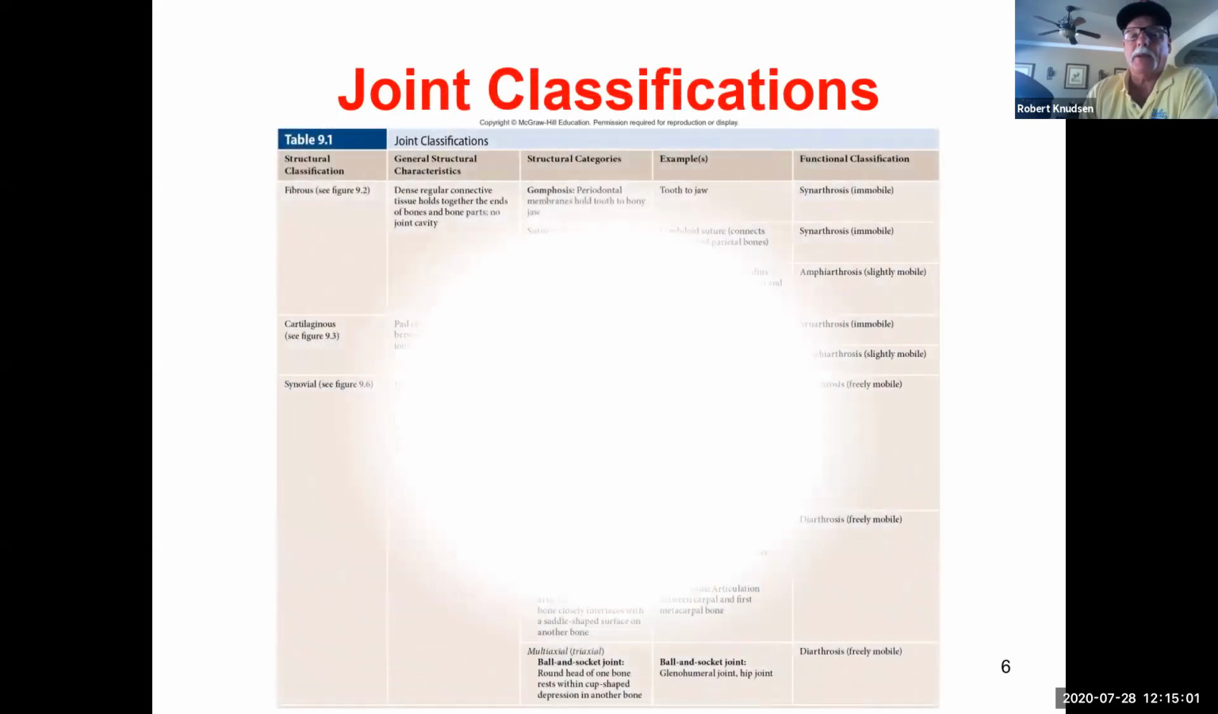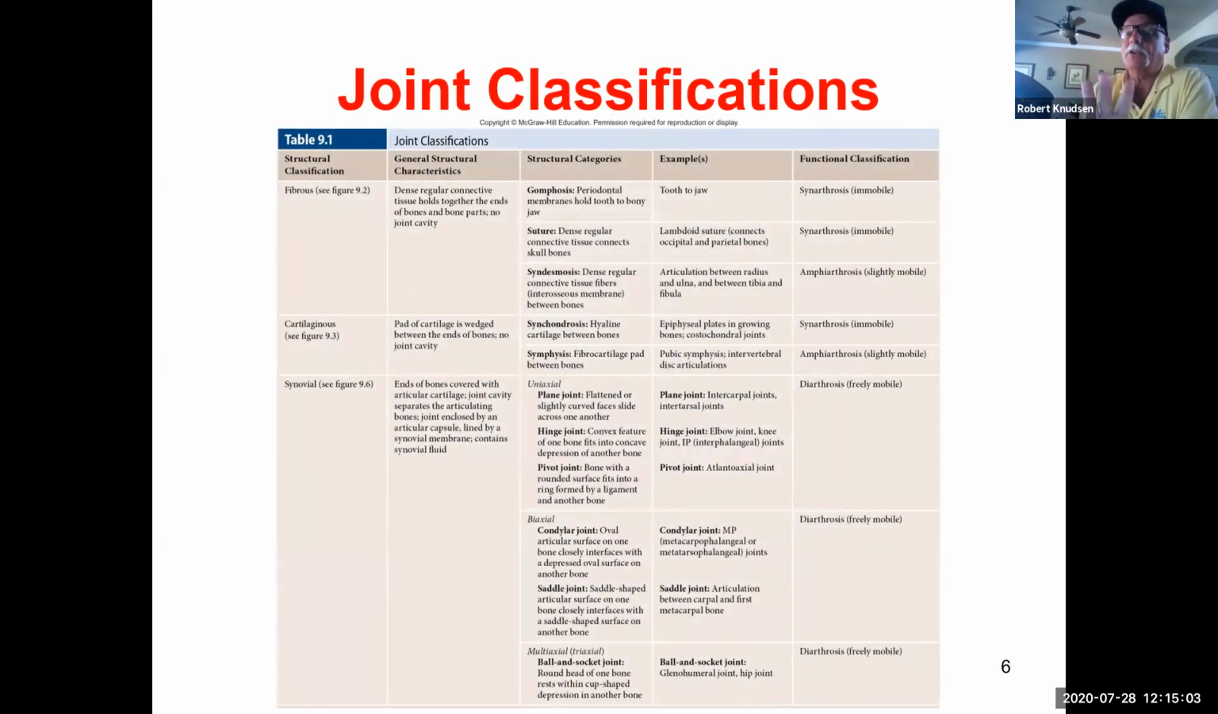Joint classification. Now what I'm going to do is this, I want you to just look at this. This is a table, okay? Don't panic. What they're doing here is showing you structure classification and functional classification, the two ways of classifying a joint, on one table for you, okay? They're giving you examples, and talking about general characteristics and structural characteristics. Do you understand? Okay, do you see fibrous, cartilaginous, and synovial? We already know about those, don't we?